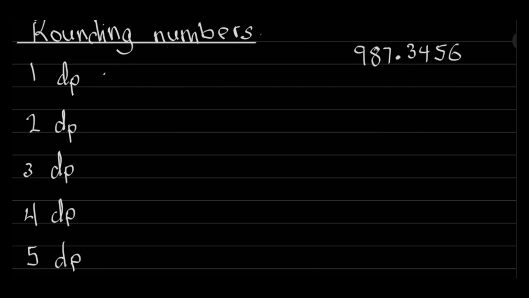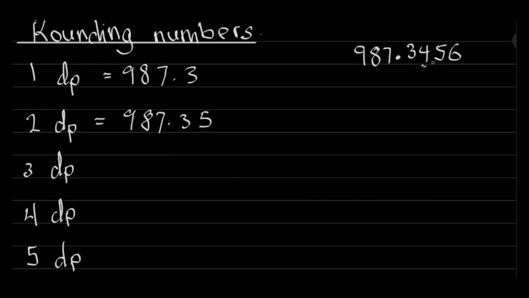Now our answer should be 987.3. There is no increase in 3 because the number after 3 is 4. There is no need to add value to it. To 2 decimal places, we are going to have 987.35. 4 is increased because the number after 4 is 5, and we need to add 1 to 4.